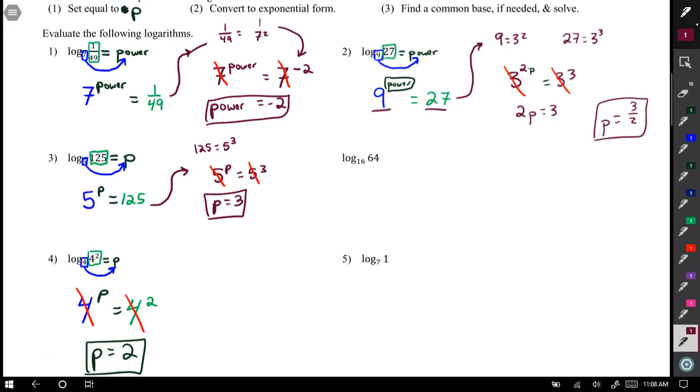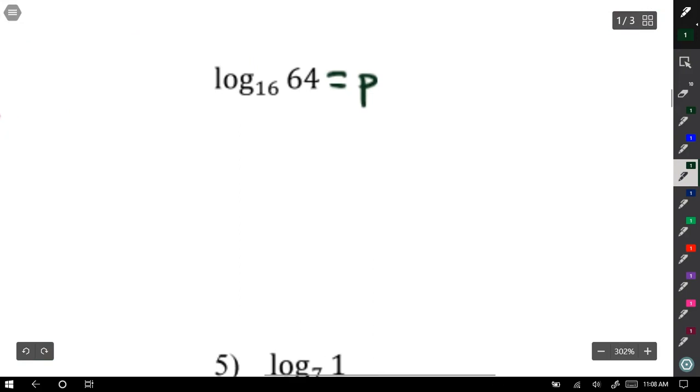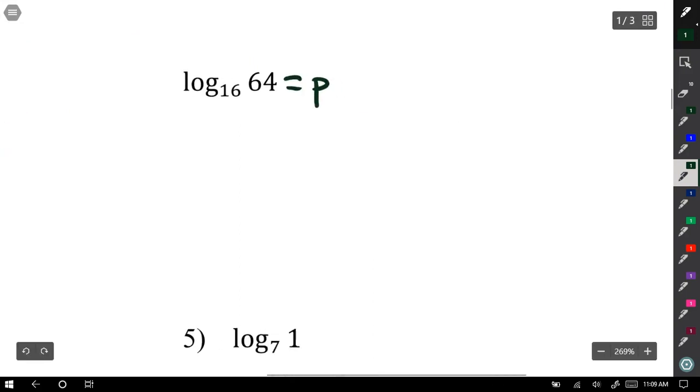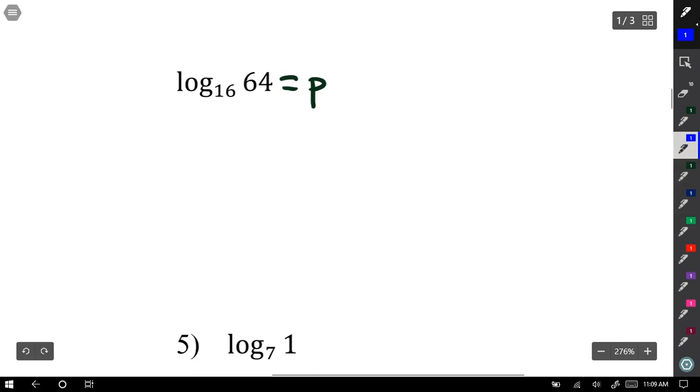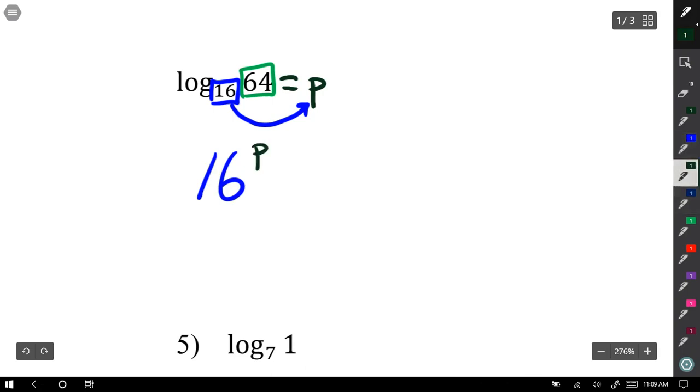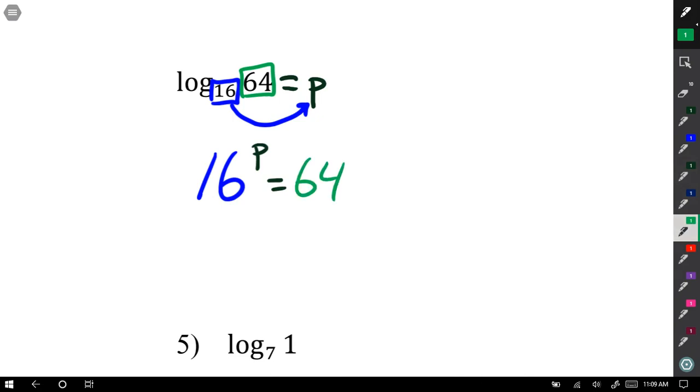So it's still the same idea as the left column. We just need to find a common base between them. So logarithm equals a power. And I go back to P. So log base 16 of 64 equals what power? So what's my base? Log base 16. My number is 64. So I want to attach my base to the power. So what power? 16 to some power P, we don't know what it is, equals 64. And so my job is to find out what that is.